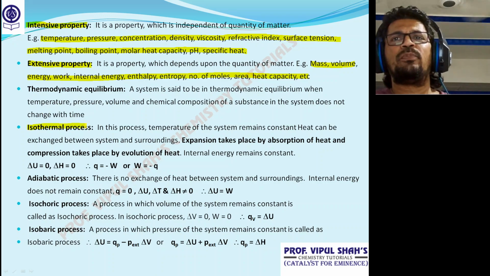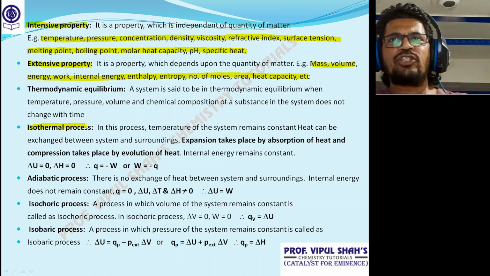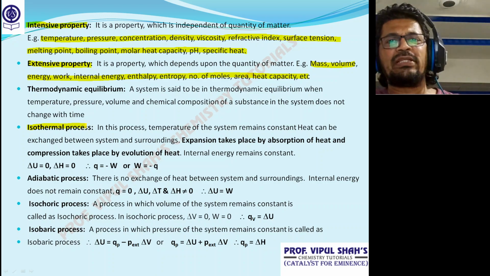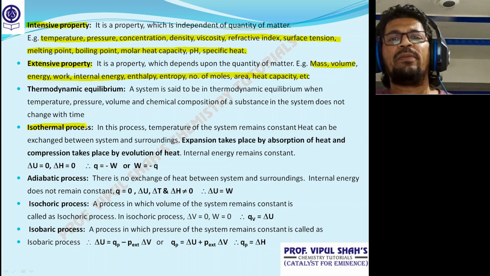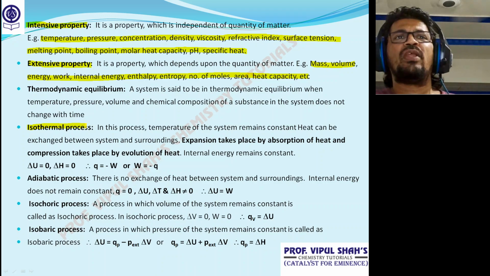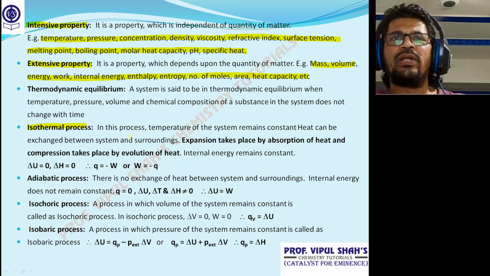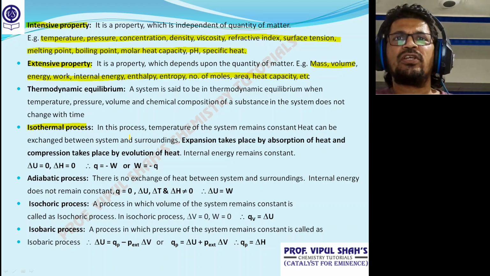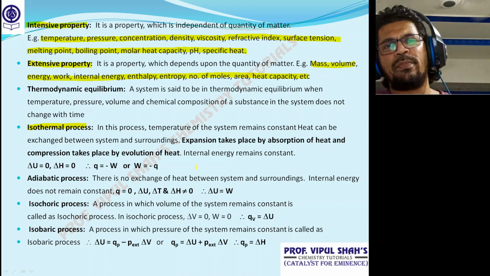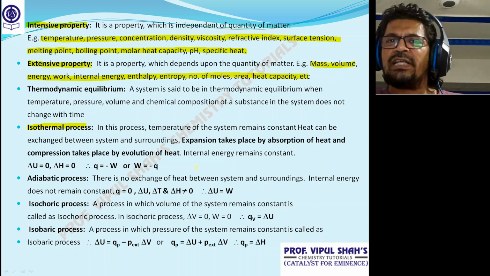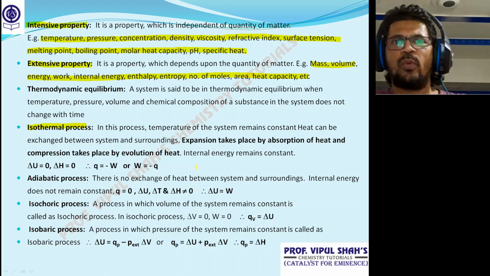Now in an isothermal process, what is happening? Exchange of heat takes place between the system and the surroundings to keep its own temperature constant. So expansion will take place, a gas will expand by absorption of heat, and contraction will take place by giving away of heat. So we say internal energy remains constant. What is internal energy? It is also one of the thermodynamic functions. Internal energy is also called intrinsic energy. We will see it ahead.